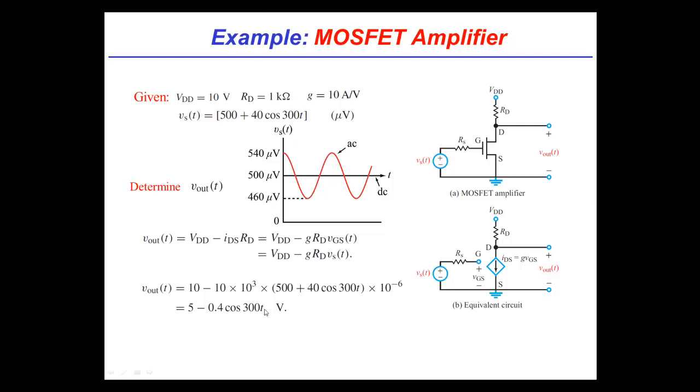So I can plug it all in, and I can solve, and I can get the output voltage. And you'll notice something. The output voltage is now 5 minus 0.4 cosine 300t. So a couple of things to note. One, there's a plus sign here, there's a minus sign here, which means when the input is going down, the output will be going up, and vice versa. So it's an amplifier, but it's inverting. Okay? And further, what you'll note is the frequencies in all stayed the same.